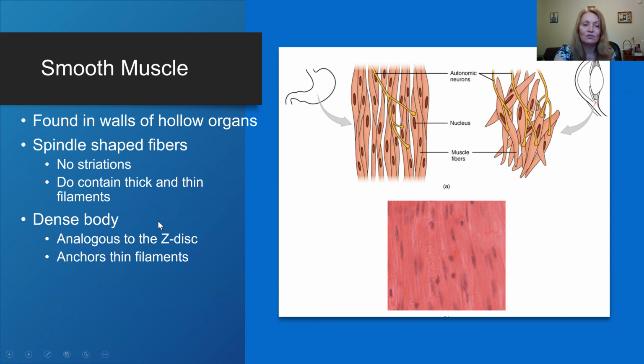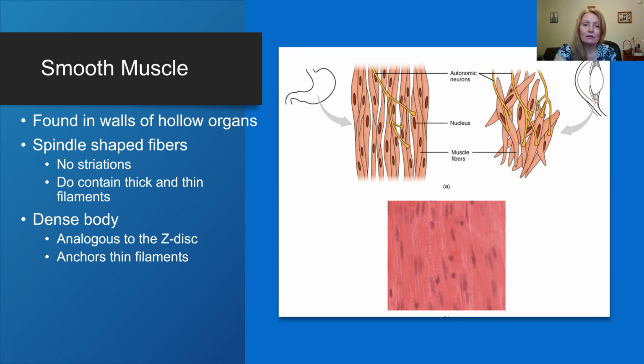Those are analogous to the disc that anchors a thin filament, right? And smooth muscles, it's shown here that they are activated by autonomic neurons, right? So that means they are not voluntary. So those autonomic neurons are going to release neurotransmitters and your smooth muscle cells will contract.